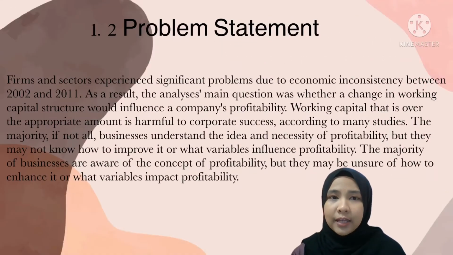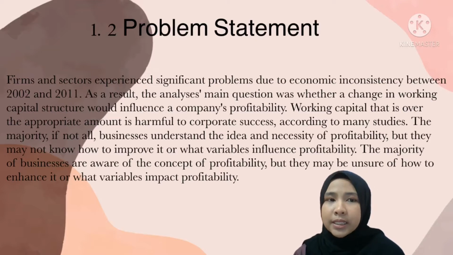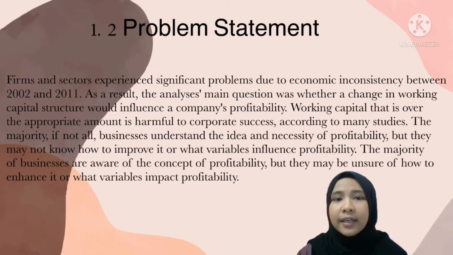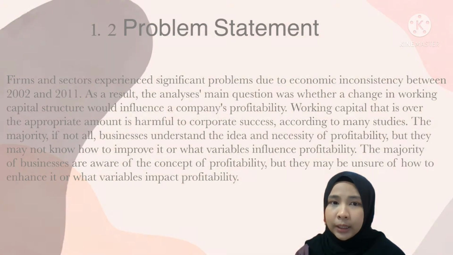Next is 1.2, which is about the problem statement. Firms and sectors experience significant problems due to economic inconsistency between 2002 and 2011. As a result, the analysis' main question was whether a change in working capital structure will influence a company's profitability. The majority of the businesses understand the idea and necessity of profitability, but they do not know how to improve or what variable can influence their profitability.